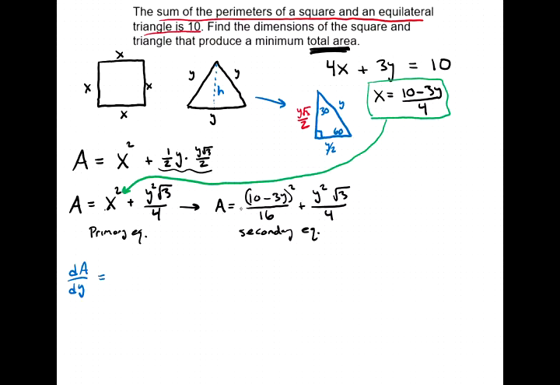So first term, we can apply the chain rule. The 2 comes out front, inside stays the same, power drops by 1, times the derivative of the inside, which is a -3. And we have a 16 on the bottom. And now, with that second term, √3/4 is a constant, so we're just taking the derivative of y squared. So that's 2y times the square root of 3, and that's still divided by 4.